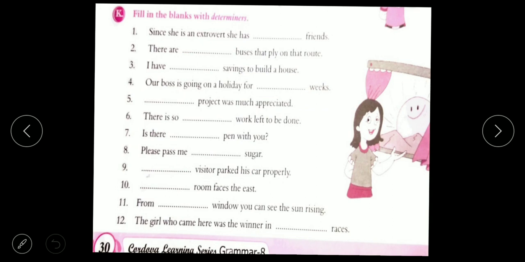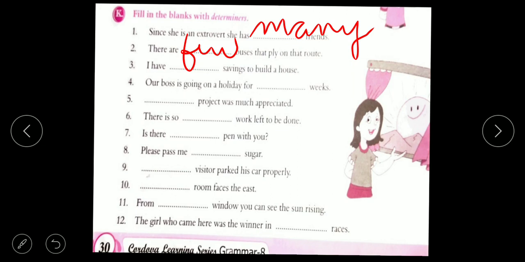Now the exercise. Question K, fill in the blanks with determiners. Since she is an extrovert, she has many friends. Second one, there are few buses that ply on that road. I have a little saving to build a house. Our boss is going on a holiday for a few weeks.